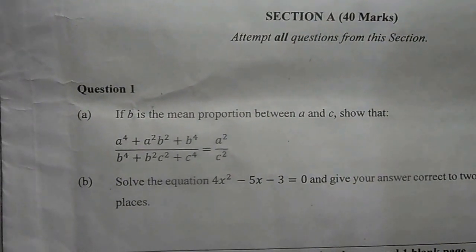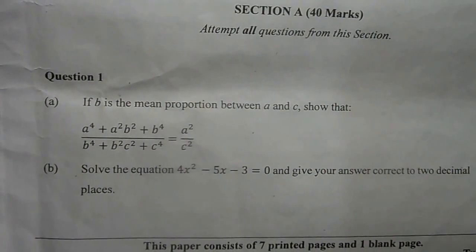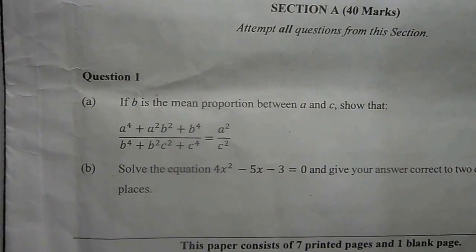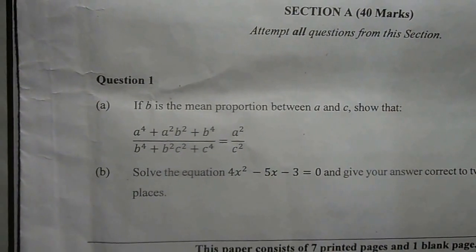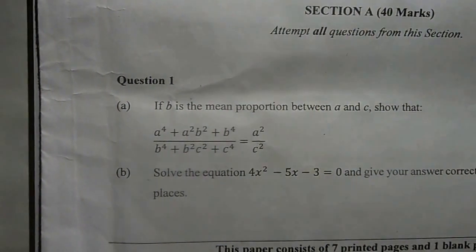Question number 1A is, if B is the mean proportion between A and C, show that this and this is equal to this. Now this is a question from ratio and proportion. It's very easy, as the question states B is the mean proportion between A and C. So A is to B is equal to B is to C. So we will start solving this, and here it is.